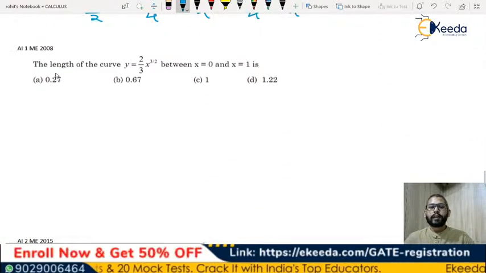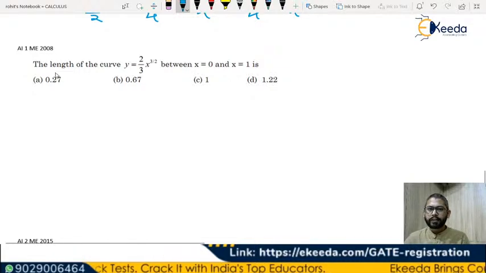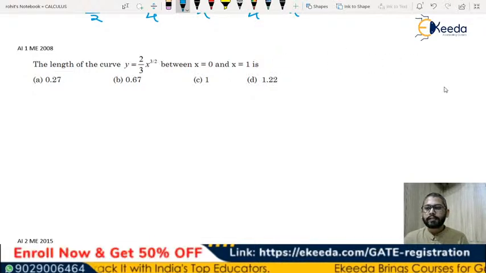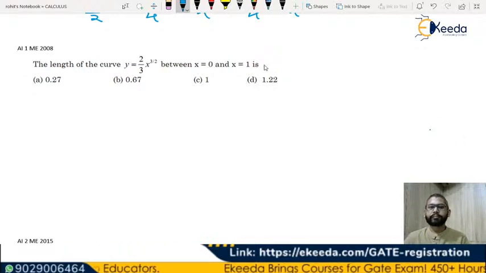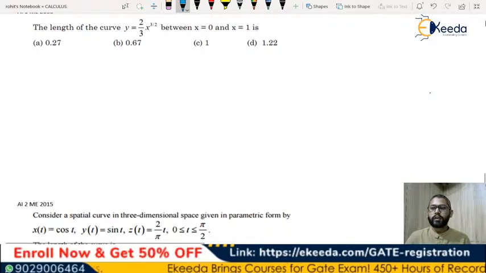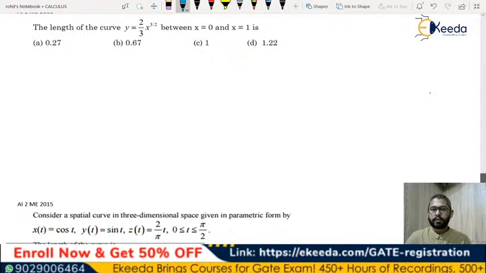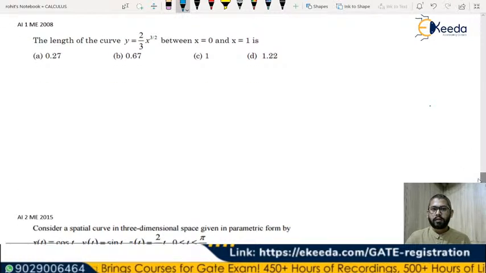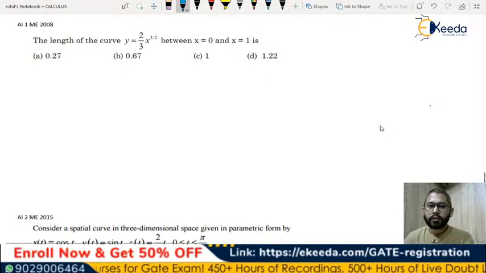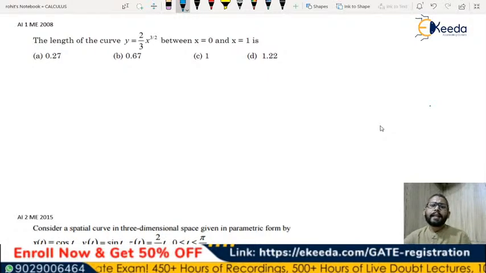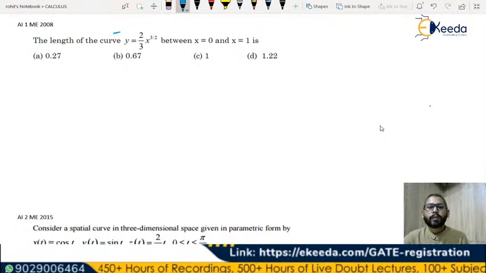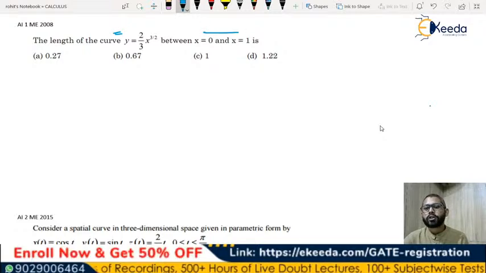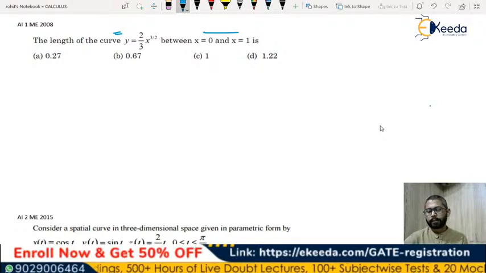Now we are moving into applications of integration, though of course we'll get back to it with some questions again. We'll be seeing how to use it. It says: find the length of the curve where y is equal to this much, between x equal to 0 to 1. This is what they are asking.